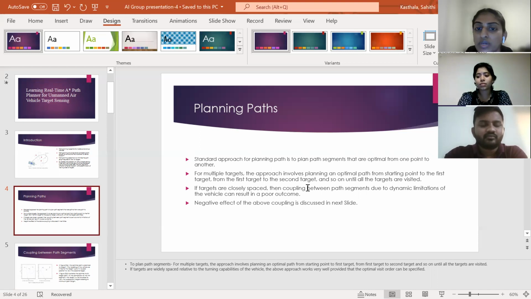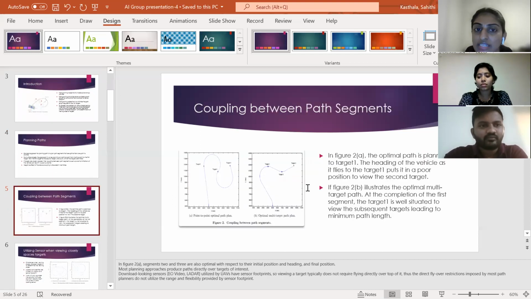In the next slide, we'll see the negative effect of the coupling if the targets are closely spaced. If you see the figure, in figure 2A there are three targets, and with the optimal path, the heading of the vehicle once it reaches target A is in such a position that target 2 is not visible from the first target, which makes it difficult to reach target 2 and identify the path needed for it. But if you compare with figure 2B, after reaching target 1, the vehicle is in such a position that target 2 is clearly visible from target 1, and it leads to the minimal path needed for the vehicle motion.